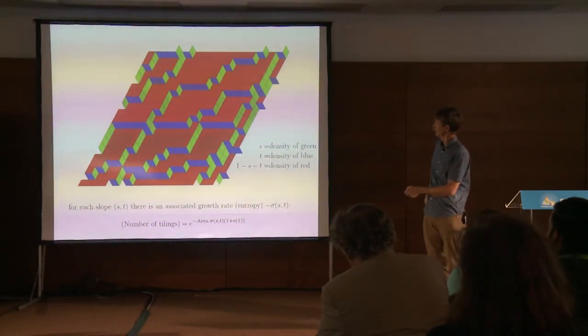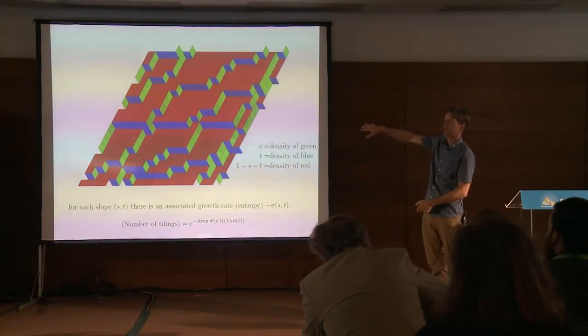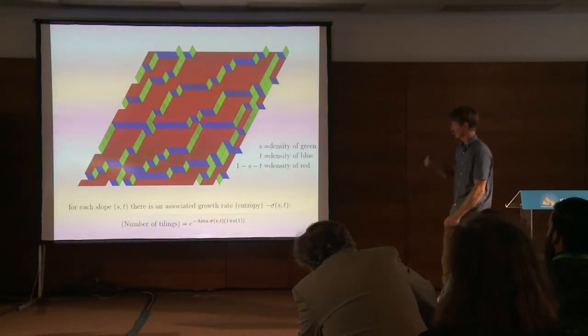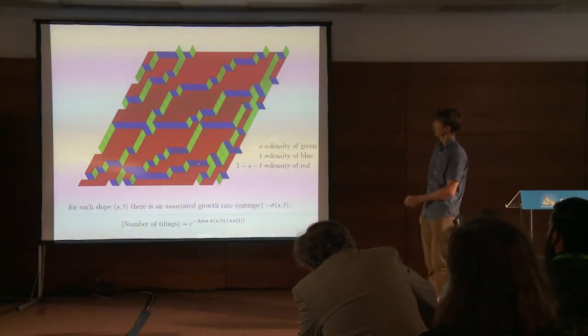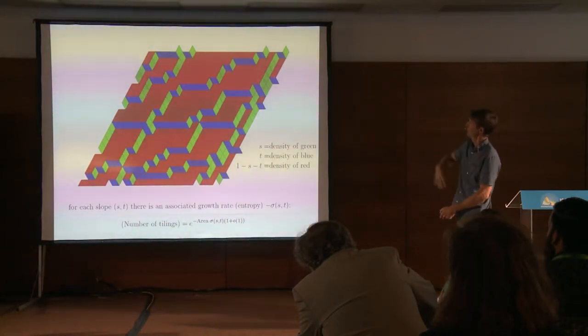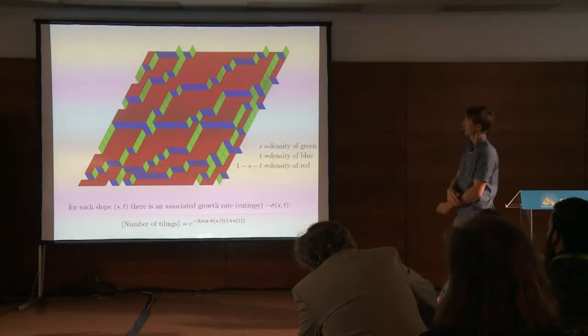These three numbers, S, T and 1 minus S minus T, control the slope of the surface, right? The gradient is just a function of S and T. If I've got lots of red, then the surface is nearly parallel to the red coordinate plane.